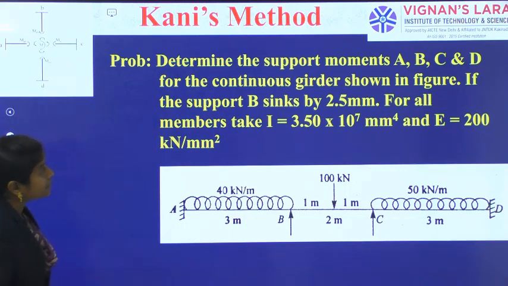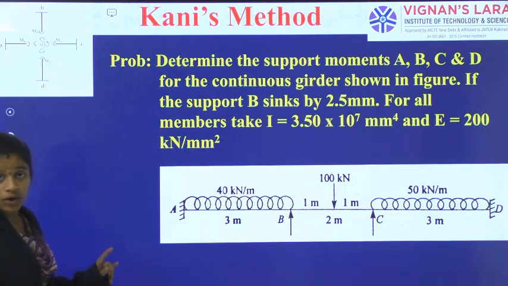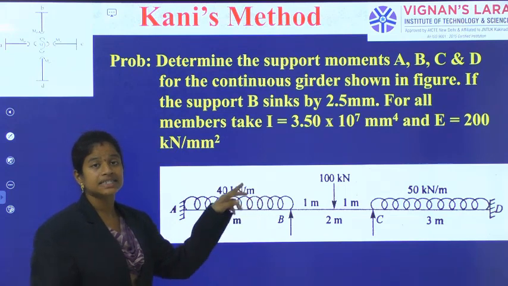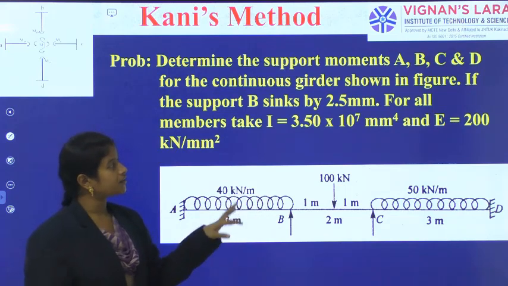Now determine the support moments A, B, C, D for the continuous girder shown in the figure. Okay. So we have a continuous beam shown in the figure, and the support B is sinking by 2.5 mm.